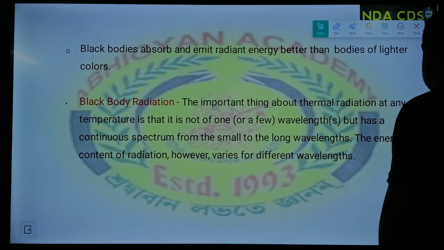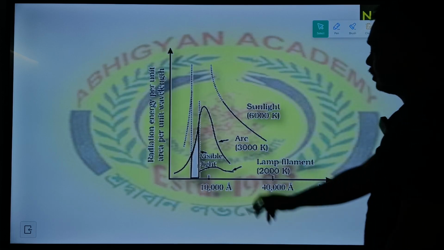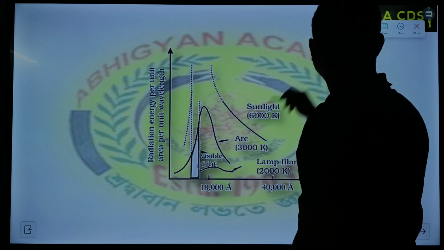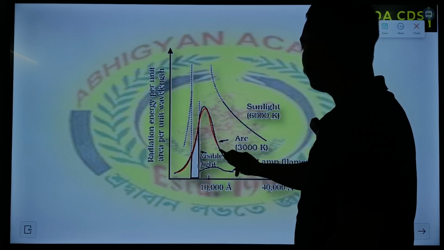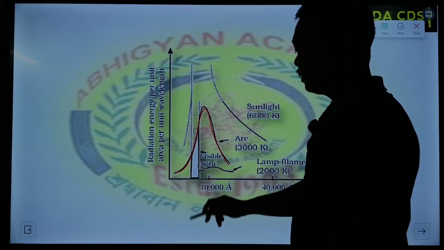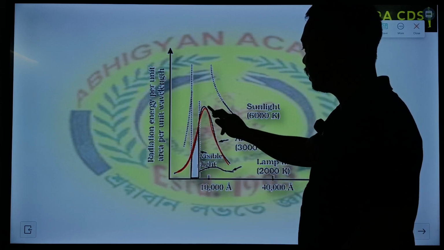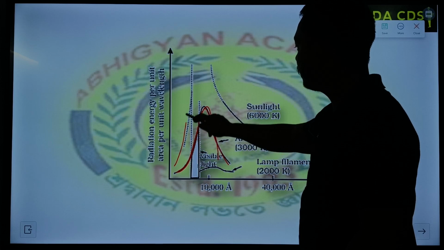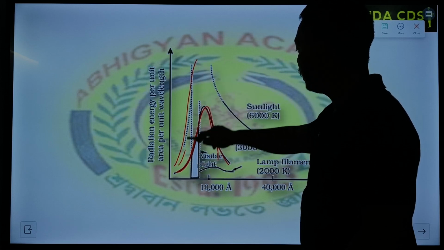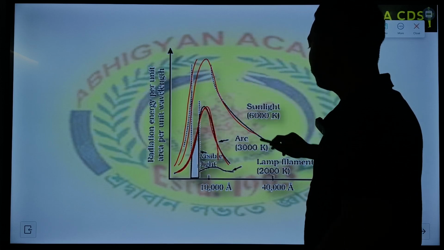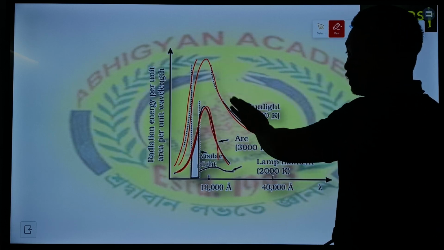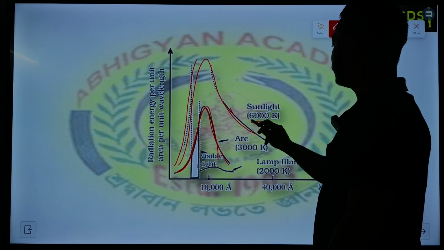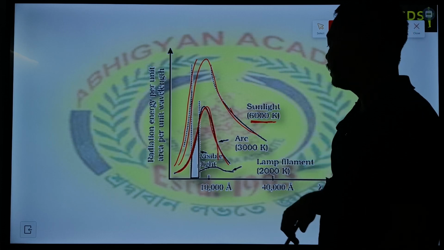What does it mean? See, it's a continuous graph. Get my point? This is a continuous graph for a particular object. There will be another one for another particular object, and another for yet another. But it's a continuous graph. There is no break in it. This is for sunlight actually, which has a temperature of 6,000 Kelvin.